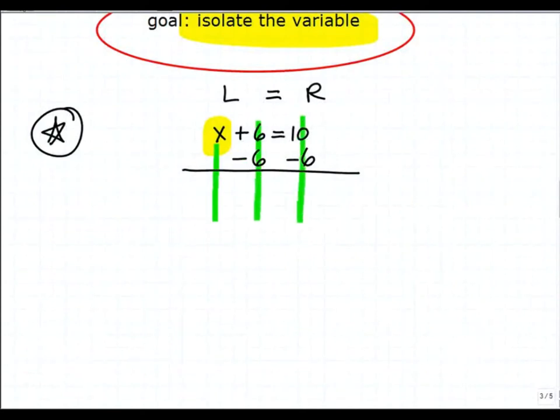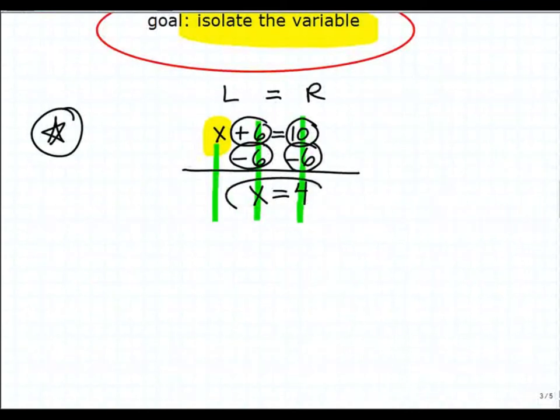So let's think about this. x plus nothing, there's nothing underneath the x, is simply going to be x. Plus 6 minus 6 is 0. The 6's go away on the left-hand side, and that's exactly what I want, because I don't want any numbers next to that x. I want the x by itself. And then I have 10 plus a negative 6, or 10 minus 6, and that's 4. So I have x equals 4 as my solution. And that's it. You just solved this basic one-step equation.